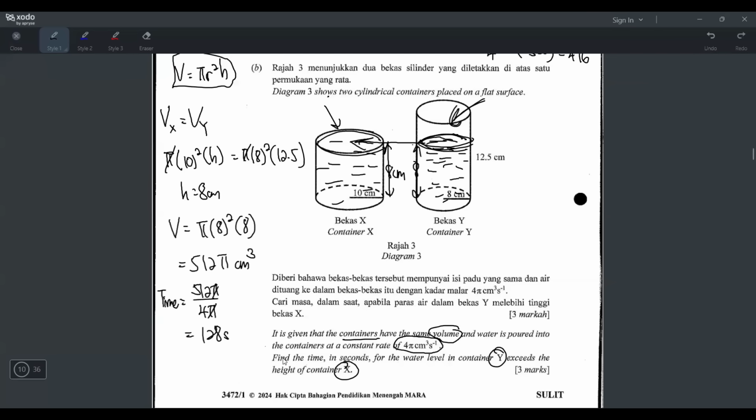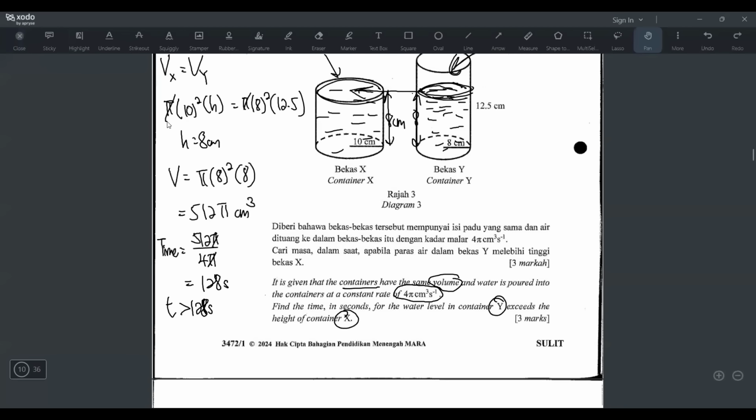But the soalan is asking you to find the time for the water level in container Y to exceed the height of container X. So at 128 seconds, they will have the same level. But if you want the water level to exceed, then your time has to be more than 128 seconds lah. When it's more than 128 seconds, that is when your water level exceeds. Faham kan? When it's exactly 128 seconds, they will have the same level. But if you want the water level to exceed, it's anything beyond 128 seconds, that's when your water level exceeds the water level in container X. Okay. All right. Hope you understand. So this is the answer. Okay, done.